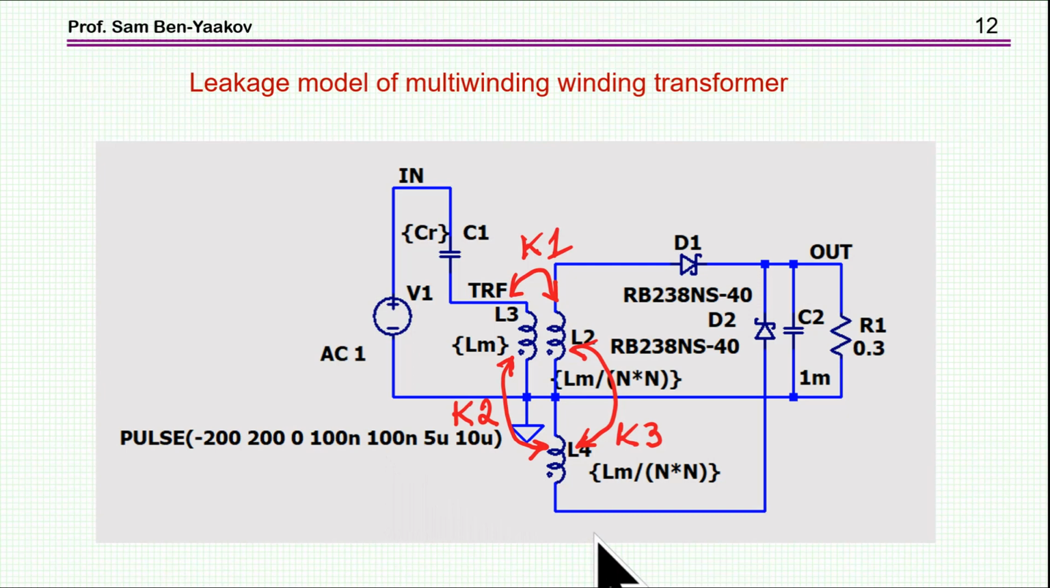Now, what about the case that you have a split secondary? Well, the situation here is more complex, because you have a coupling coefficient between primary and one secondary, primary and the other secondary, and then between these two. These coupling coefficients are very important, and the transformation is more complex. And this is something I'm going to cover in a forthcoming video.